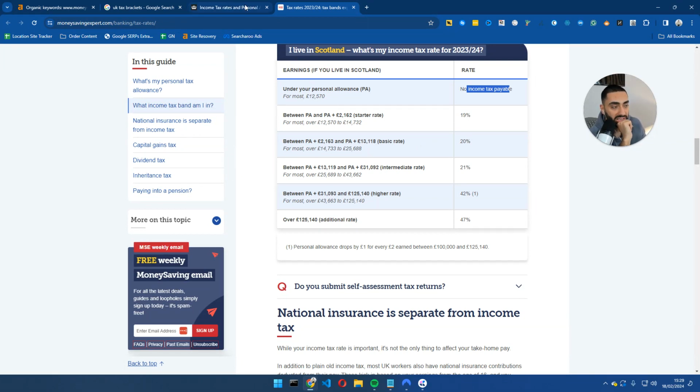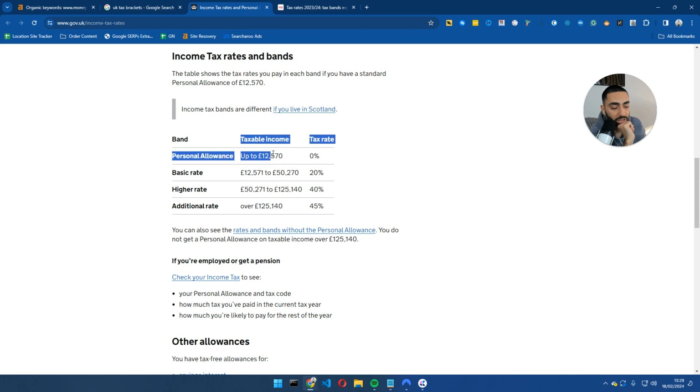Now, what you need to understand is sometimes Google can be a little bit dumb. And what the government.uk website have done is they've split it into three different columns, right? So they have the different types of bands in column A. Then they have the taxable income. So anything up to 12,570, you get 0% tax, right? So for a robot reading this, it's very, very easy to understand, right?